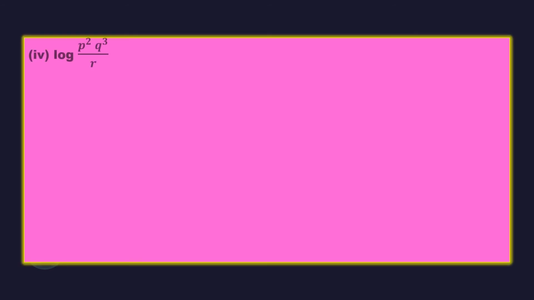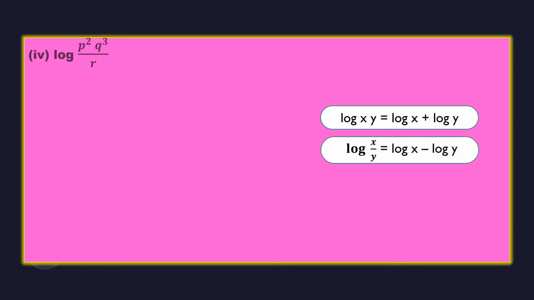So here is your next problem: log of p square q cube by r. If you observe carefully here, we can use two formulas, because whenever multiplication is there for logarithm, the terms are separated with plus, and whenever division is there, they should be separated with minus. The properties to be used here are log xy equals log x plus log y, and log x by y equals log x minus log y. For the numerator you should use the first formula, and for the fraction you should use the second. So the numerator terms are separated with plus in between and the fraction is separated with minus in between.